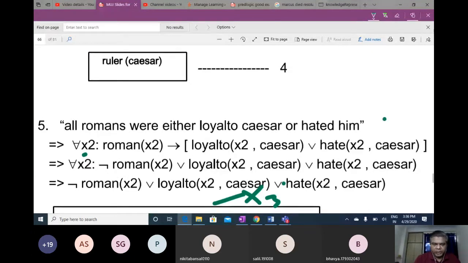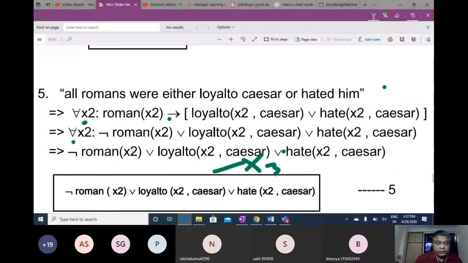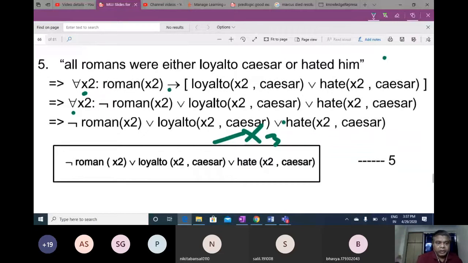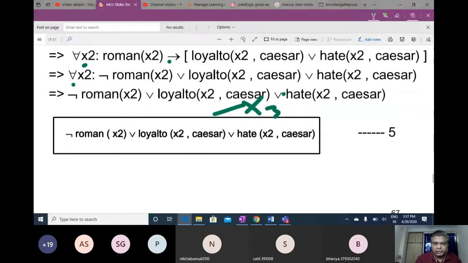We have just converted it into predicate. Now we convert it into CNF. We first eliminate the implication sign and we get the or sign with a not sign on Roman, and then we eliminate the quantifier. We get not Roman x2 or loyal to x2 Caesar or hate x2 Caesar. Any doubt in this?